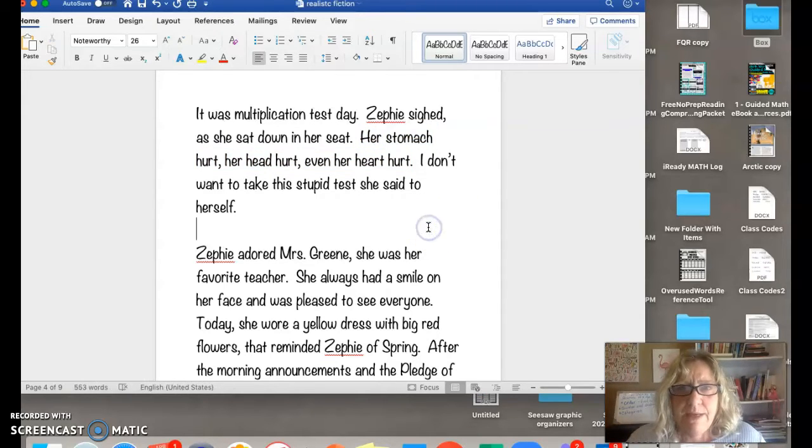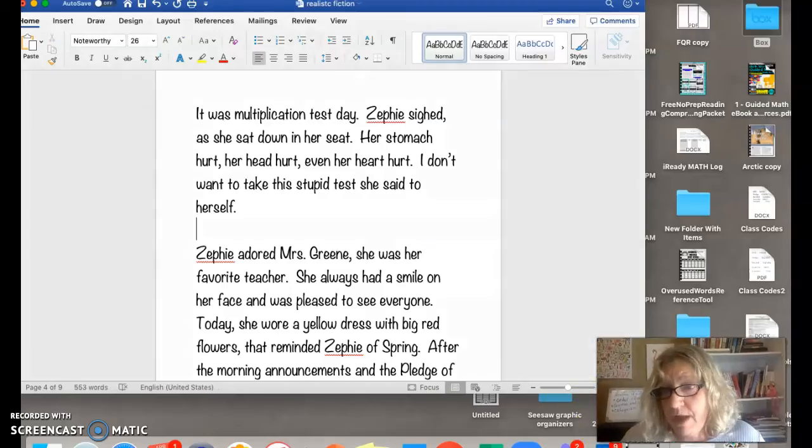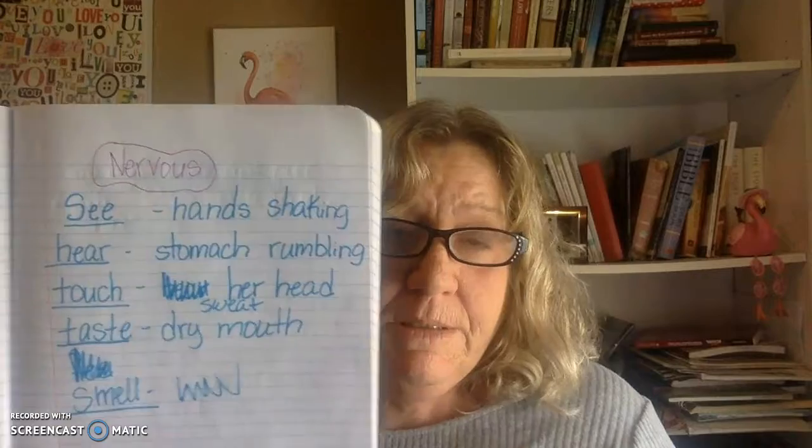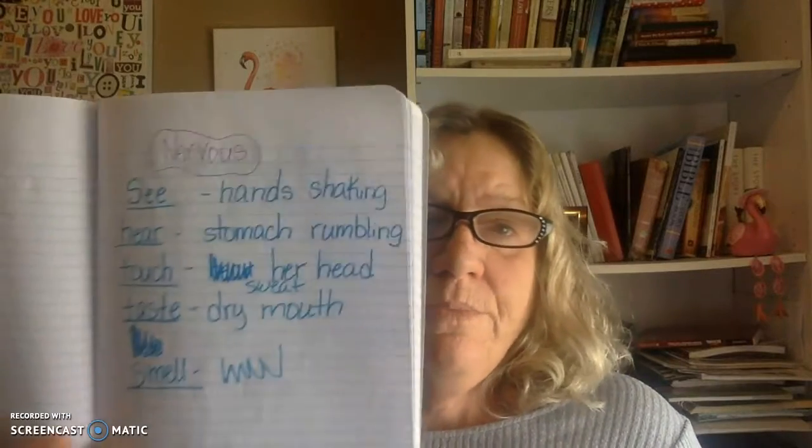So how do I do that? Well, I have a strategy that's going to help you. I'm going to think of my 5 senses. You know your 5 senses? Seeing, hearing, touching, tasting, and smelling. So I really was trying to show that Zeffie was nervous because all these parts of her body were hurting. And so I wrote at the top, nervous, because that's what I'm trying to show.